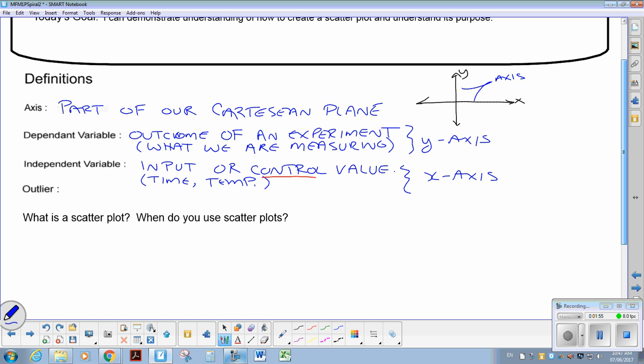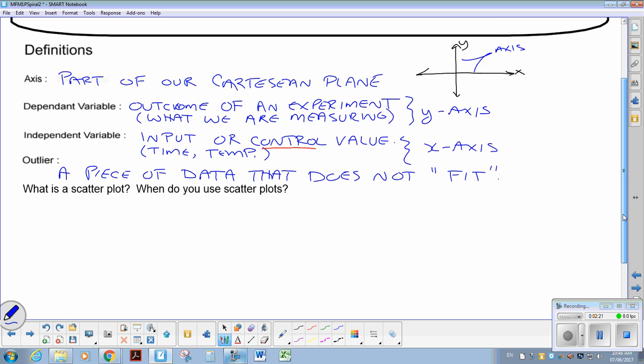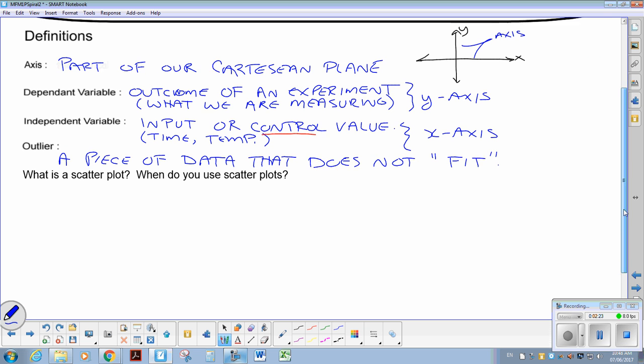And an outlier is a piece of data that does not fit. I'll put that in quotations. Okay, so it's a piece of data that doesn't fit with the overall or the other data collected. And I'll point this out when we do an example so you can get a feel for what it really means. All right.